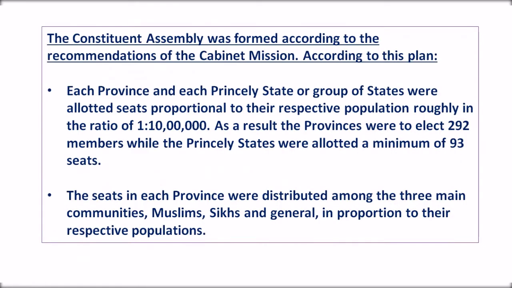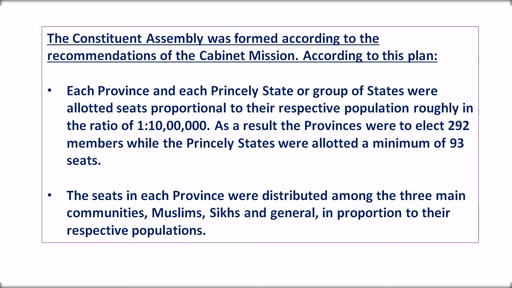The Constituent Assembly was formed according to the recommendations of the Cabinet Mission. According to this plan, each province and its princely state or a group of states were allotted seats proportional to their respective population, roughly in the ratio of 1:10 lakhs. As a result, the provinces were to elect 292 members, while the princely states were allotted a minimum of 93 seats. Princely states means the small kingdoms and principalities which enjoyed some amount of autonomy but under the British control.